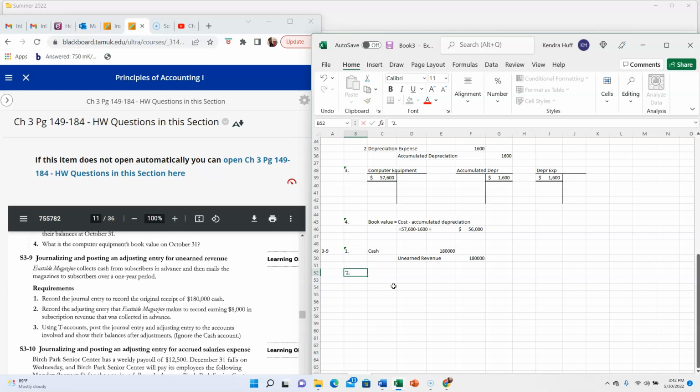To record the adjusting entry that Eastside Magazine makes to record earning $8,000 in subscription revenue that was collected in advance. All right, so now they've earned $8,000 of this. So my liability is going down, which is a debit to the unearned revenue account for 8. And it turns into subscription revenue for 8.